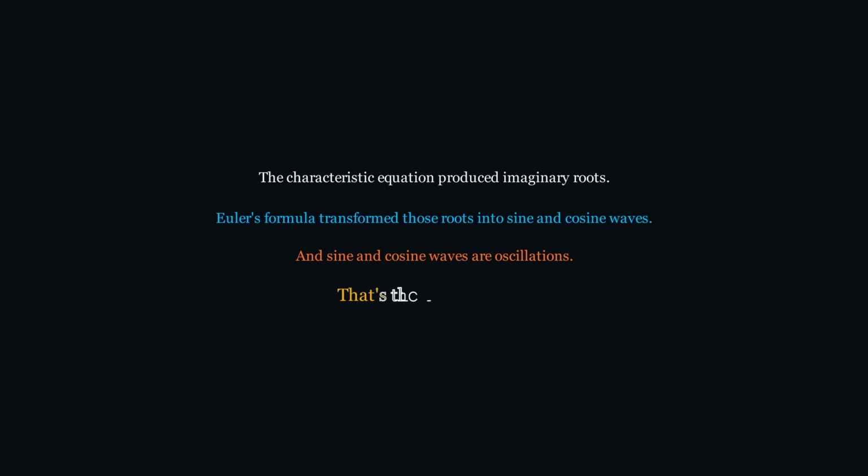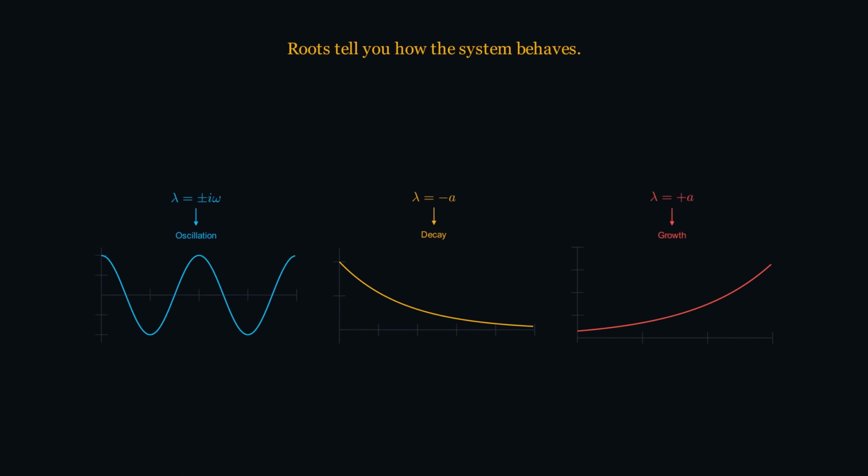The characteristic equation produced imaginary roots. Euler's formula transformed those roots into sine and cosine waves, and sine and cosine waves are oscillations. That's the deeper lesson. The roots of the characteristic equation don't just solve the mathematics. They tell you how the physical system behaves. If the roots are imaginary, the system oscillates. If they're real and negative, the motion dies away. If they're real and positive, it grows without bound.